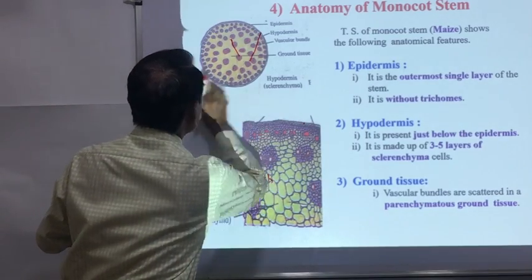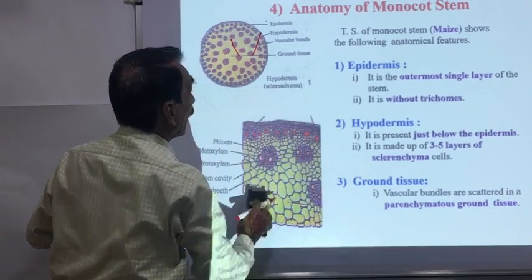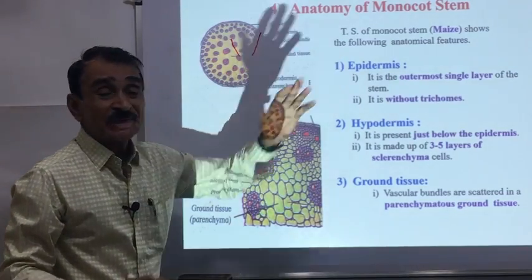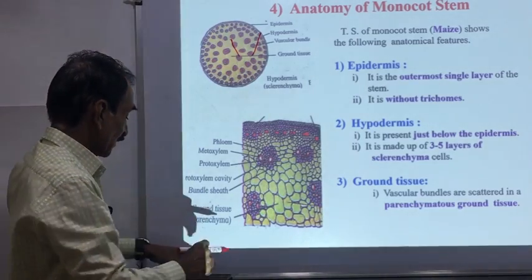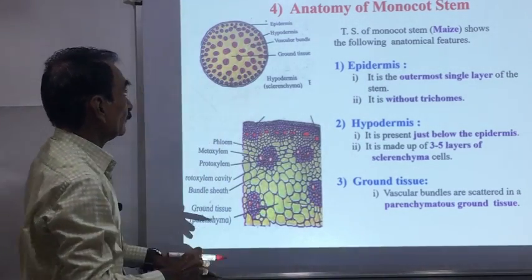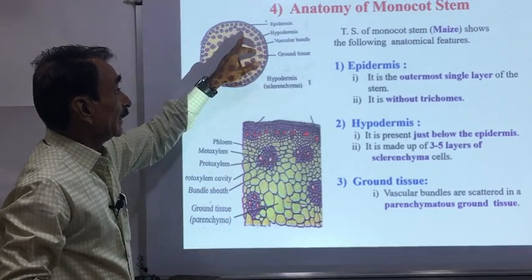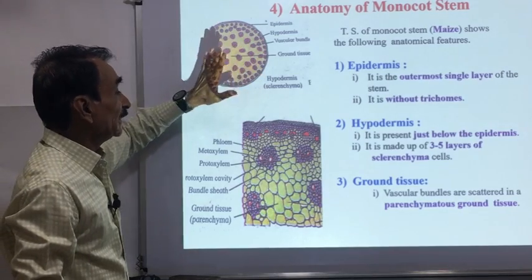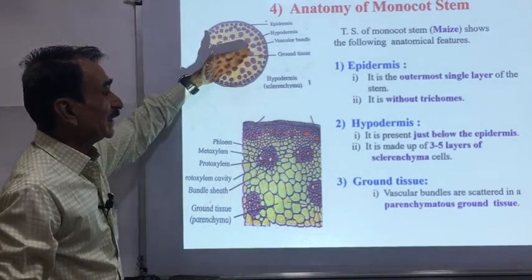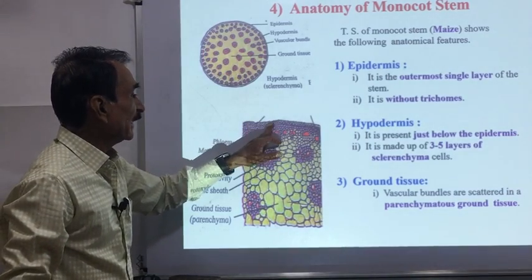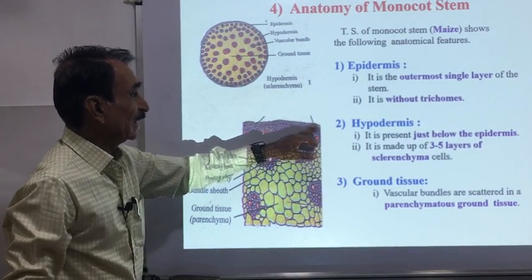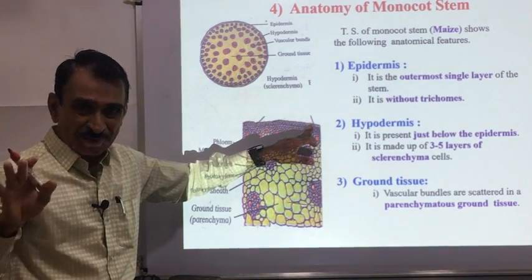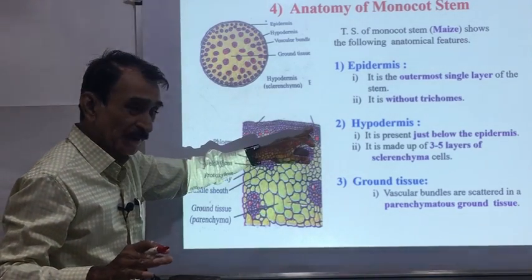Now we shall proceed towards the anatomy of monocot stem. Here, transverse section of monocot stem shows this structure. This is the transverse section of monocot stem or the maize stem. If you see the details of it, you can see the following structure. Epidermis, it is the outermost layer. This is without a trichome. There are no multicellular hairs on the epidermis.